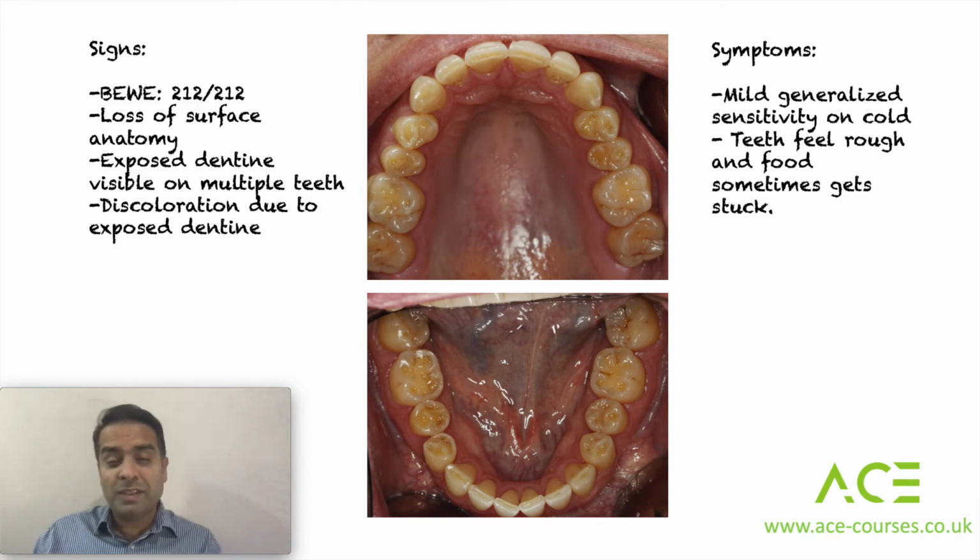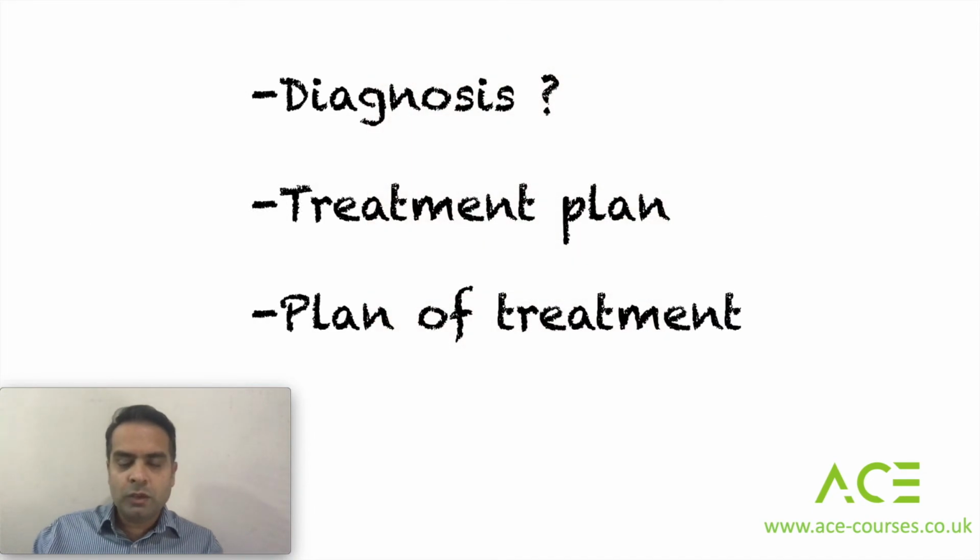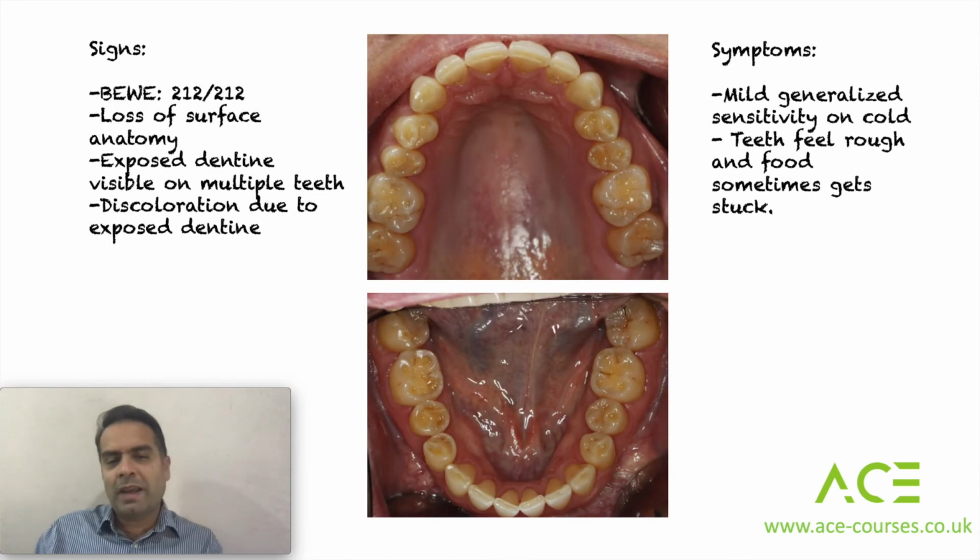The teeth are also visibly discolored, and as the surface of the dentine shows up a darker color, this can be clearly seen on her posterior teeth more than the anterior teeth. So we go back to the picture again.